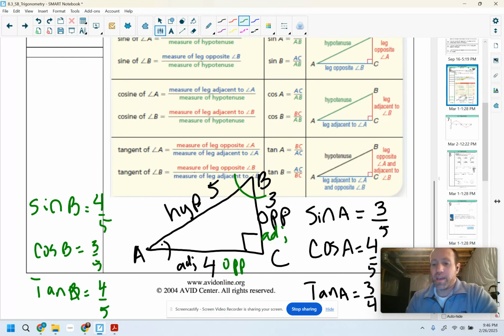So you can see that A and B have different sines, cosines, and tangents in this triangle. And again, we can understand that this might be useful because we don't know what angle A is. We just know the measurements of the triangle that are given to us. But where trig is really powerful is when we don't know one of those measurements, but we know the angle measure. So we're going to do that next.